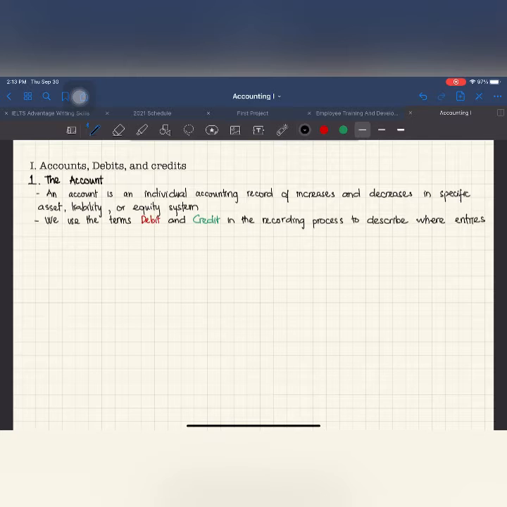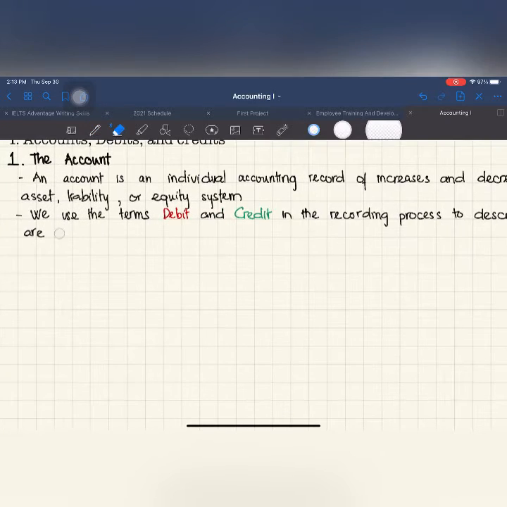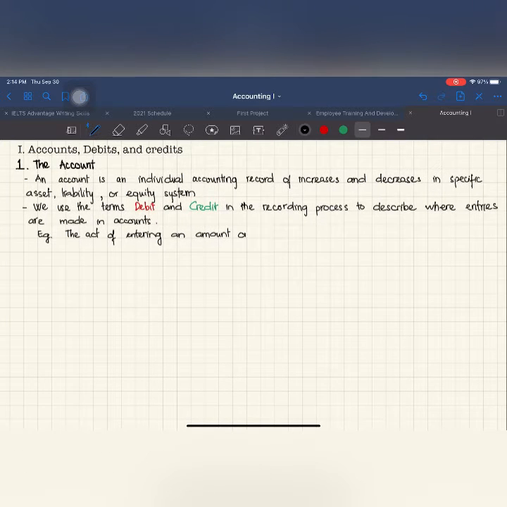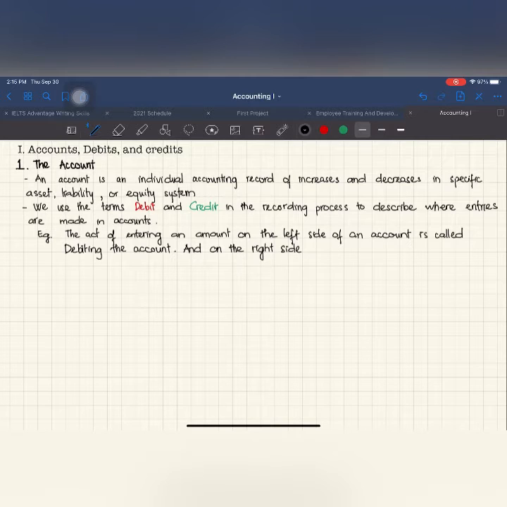For example, the act of entering an amount on the left side of an account we call debiting, and on the right side we call crediting to the account. When comparing the totals of the two sides, an account shows a debit balance if the total of the debit amounts exceeds the credit. An account shows a credit balance if the credit amount exceeds the debit. So basically we can remember that the left side is debiting and the right side is crediting.